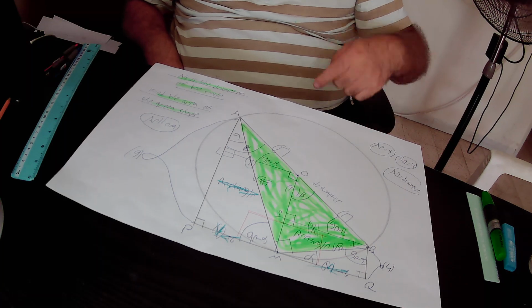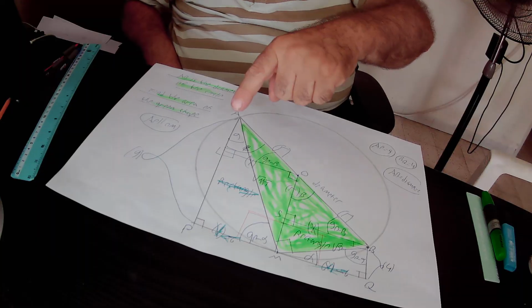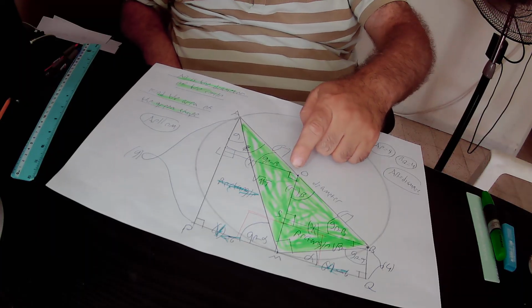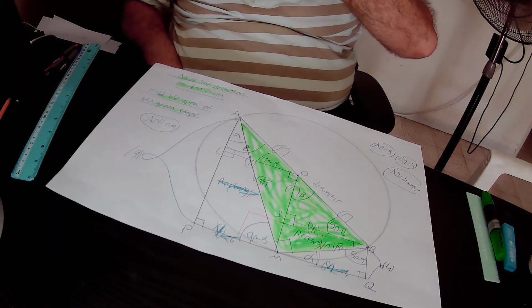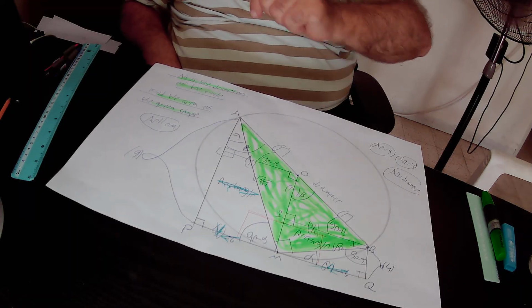When doing this construction, we get quadrilateral LOMP. In quadrilateral LOMP, we have 3 right angles, and therefore this angle must also be equal to 90 degrees inside. Therefore, quadrilateral LOMP, that is 4 right angles, is a rectangle.